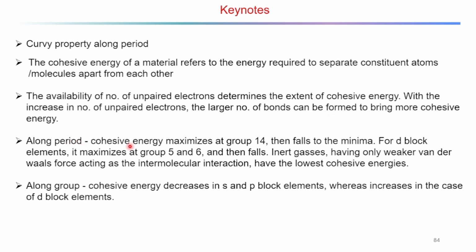Now along a period, cohesive energy maximizes at group 14, then falls to the minima. And for D block elements, it maximizes at group 5 and 6, and then it falls. Inert gases, having only weaker van der Waals force acting as the intermolecular interaction, have the lowest cohesive energies. And along a group, cohesive energy decreases in S and P block elements from top to down, whereas it increases in the case of D block elements due to D and F contraction.